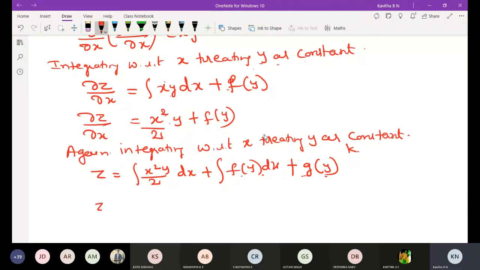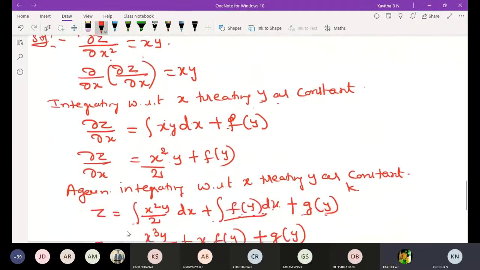Then integration of x square y by 2 into dx is here: integration of x square is x to the power of 3 by 6 y plus integration of f of y into dx. Integration of f of y into dx is x into f of y plus g of y. Okay, any doubt? Write down this much.